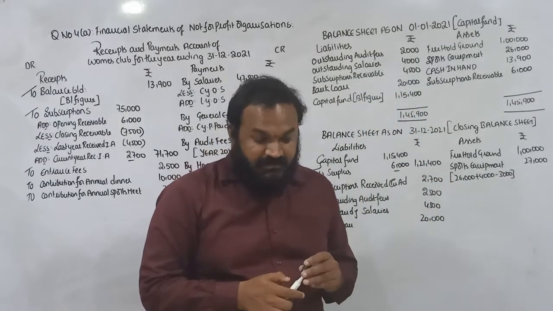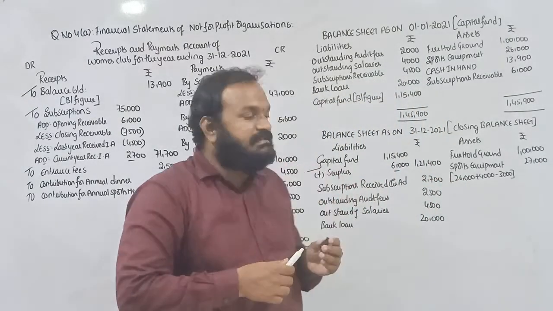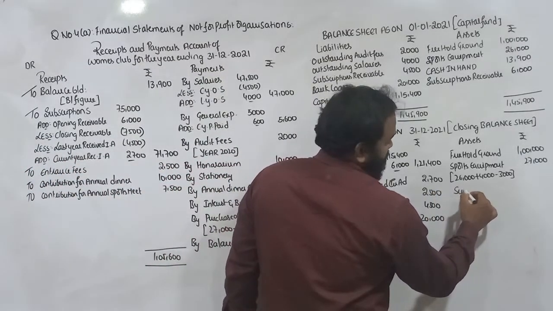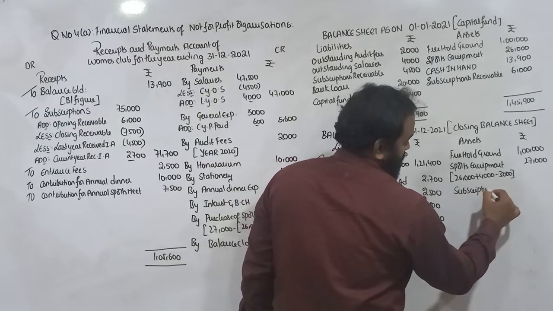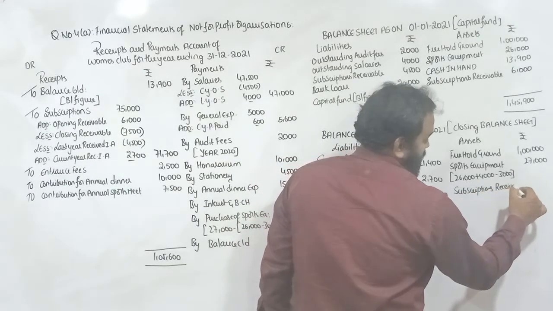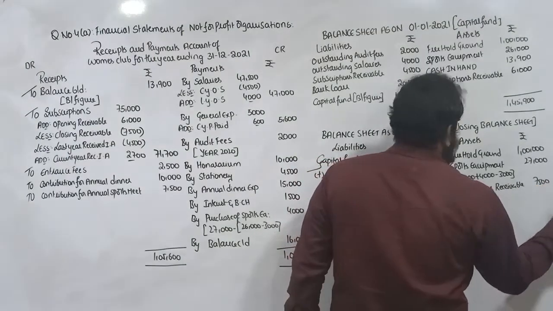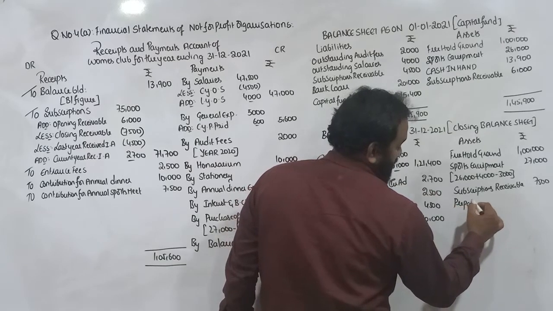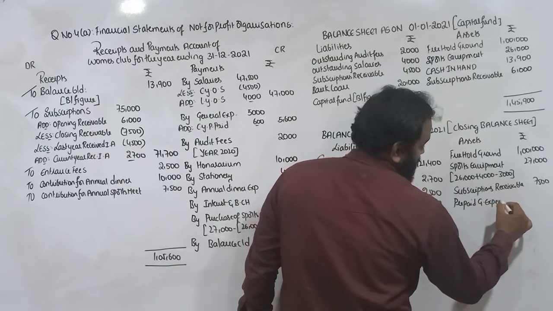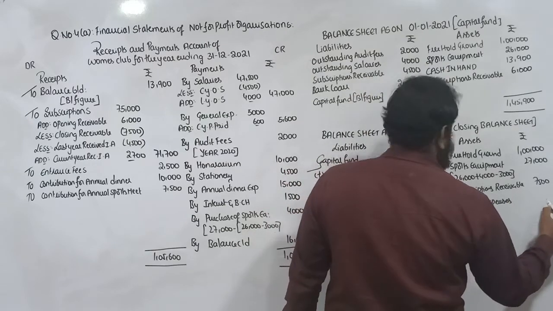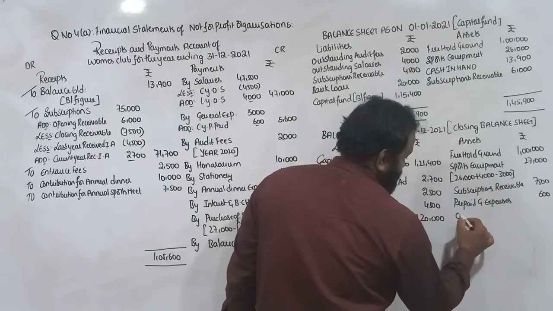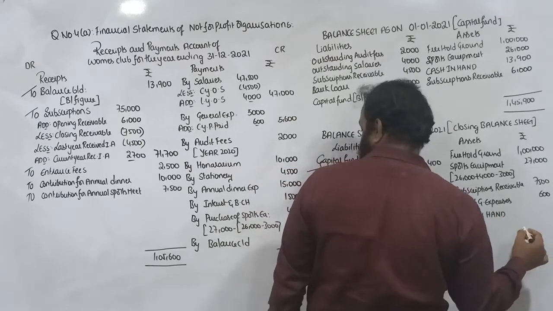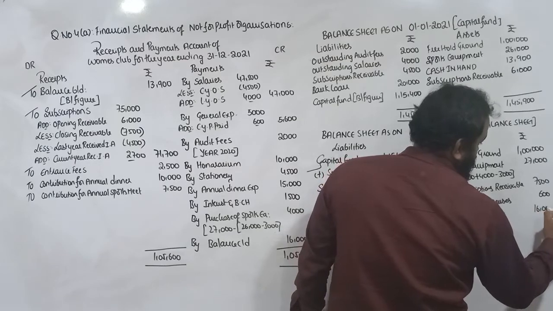27,000. Next, subscriptions receivable is there, no? 7,500. Subscriptions receivable, how much? 7,000. And prepaid general expenses is there, no? Prepaid general expenses, how much? 600. Next, closing cash balance they had given, no? Cash in hand 16,000.